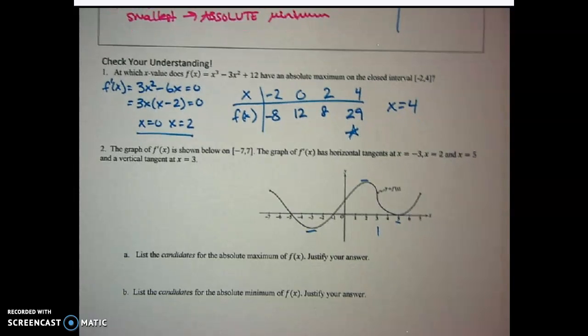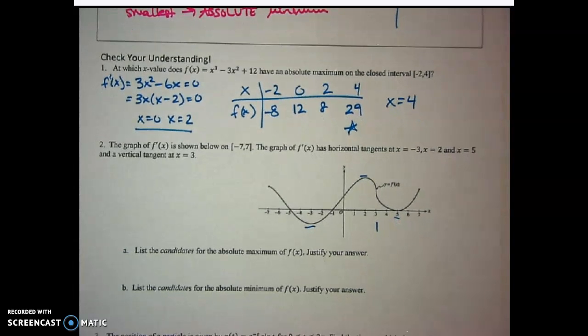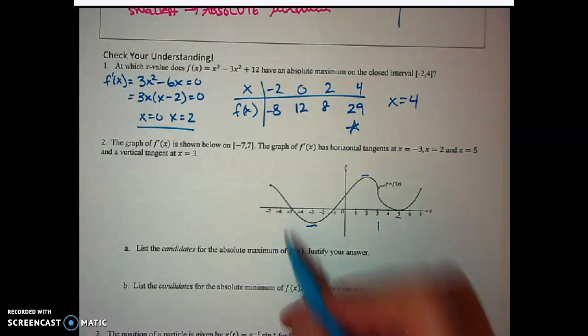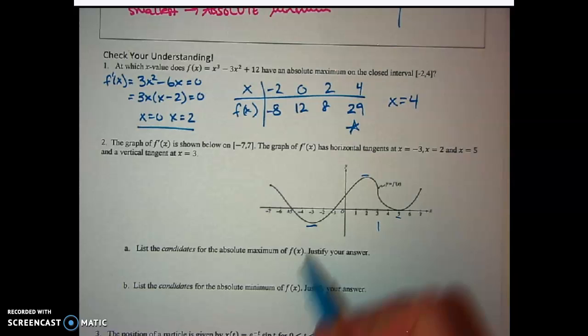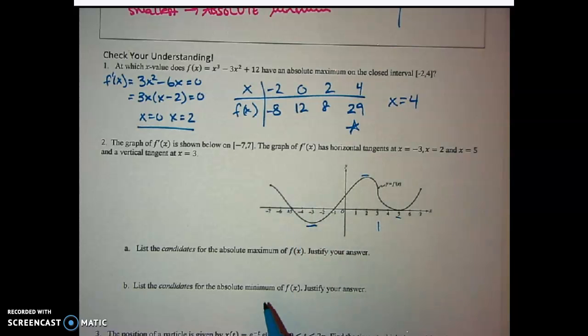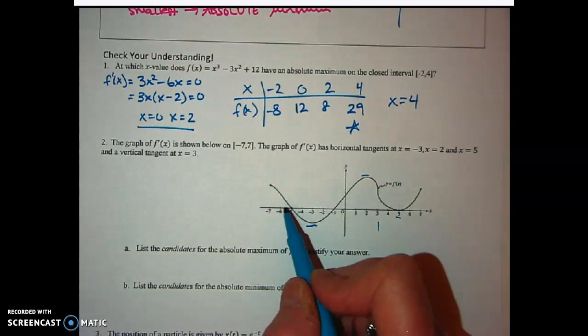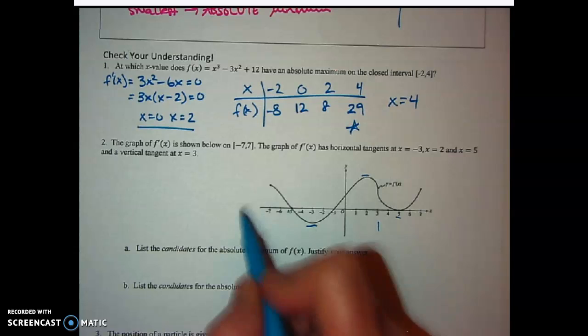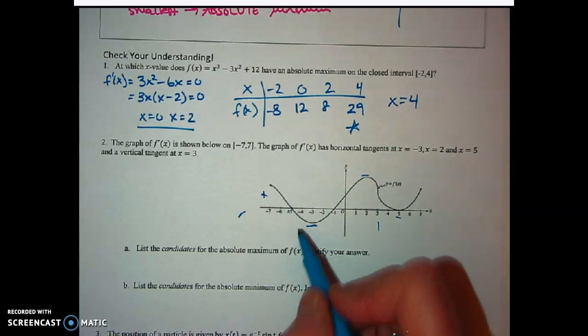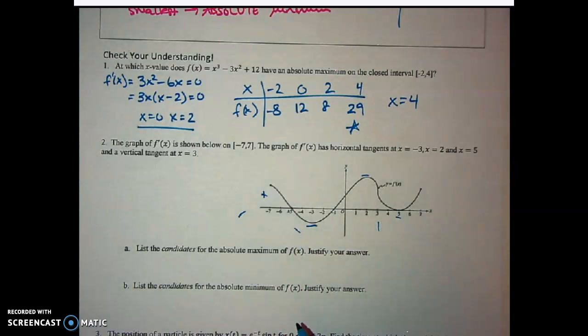The important thing to remember in this problem is this is the graph of the derivative, which means this is the graph of the slopes. So if you look at 5, 5 is where the derivative is equal to 0. That means that the original function has a maximum or a minimum. On the left side of 5, my slope is positive, which means the original function goes up. On the right side of 5, the slope is negative, which means the graph goes down.